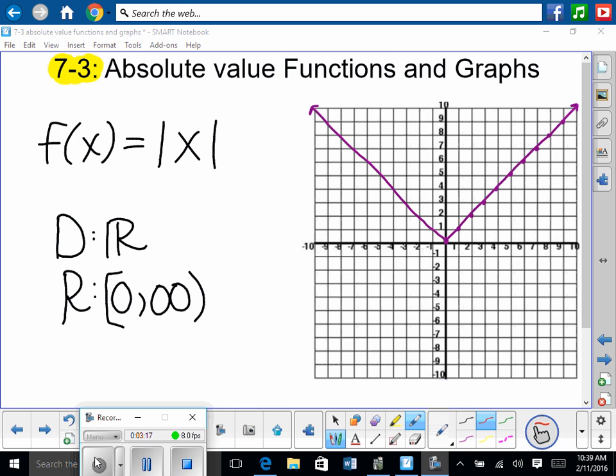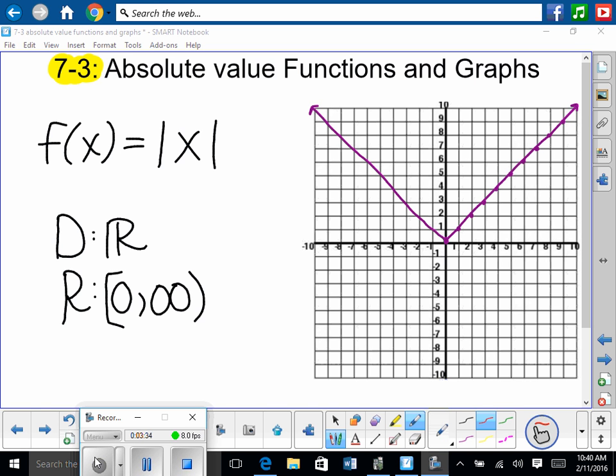So absolute values have this form. The parent function means non-shifted most basic function. f of x is equal to the absolute value of x. So these absolute value functions look like a sharp V, and here is why. The absolute value means positive distance.